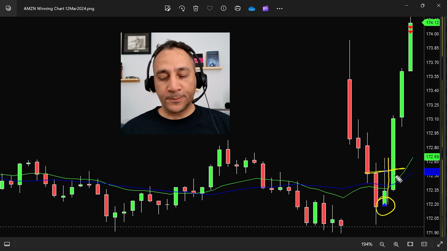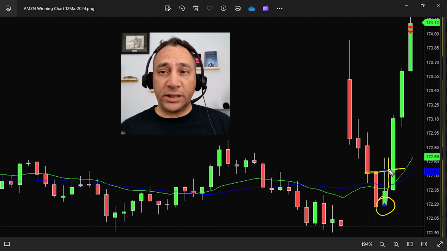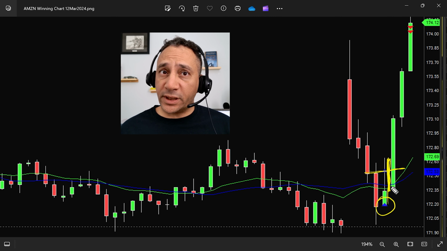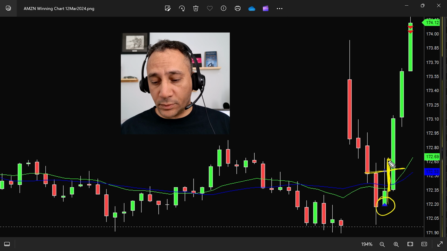Or build up his position. However, he was eager to get in, so he jumped in with another 100 shares in the same bar. And what happened is it immediately dropped right after. That's why we tell you to wait for the second bar. It immediately dropped right after he got the second lot.